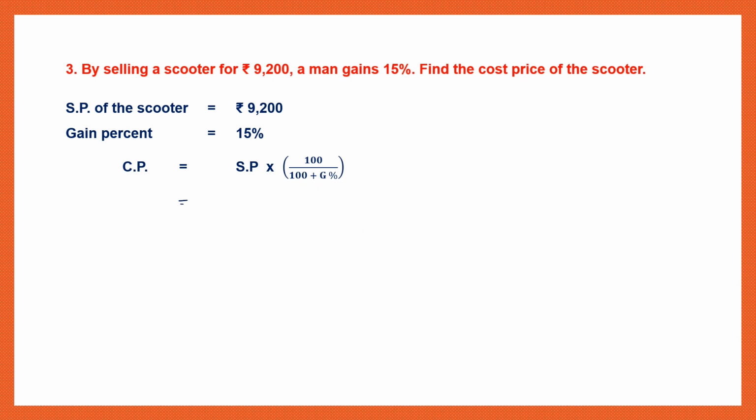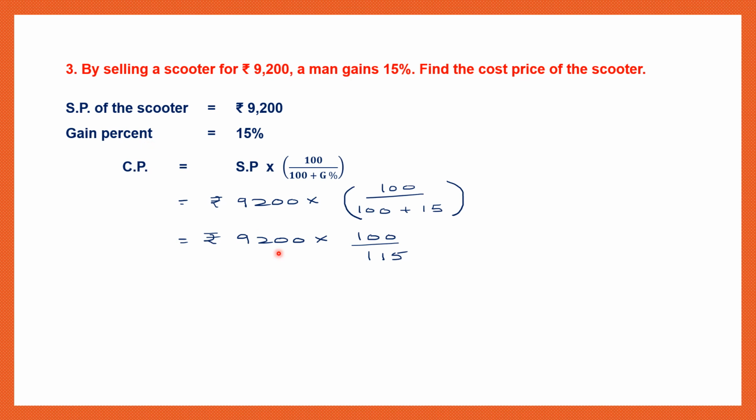So now let's write that down. Selling price is 9,200 rupees. So that's 9,200 into, in brackets, we write 100 divided by 100 plus gain percent, and gain percent is 15. Okay, so now let's work out what's given within brackets first. So 9,200 will remain as it is into 100 divided by 115. Now we can cancel 100 and 115 both by 5. 5 into 20 is 100 and 5 into 23 is 115.